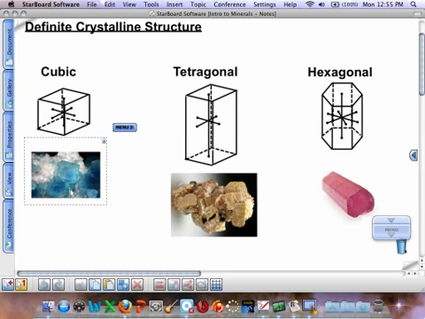The next one is called tetragonal. What shape does a tetragonal look like? Like a rectangle. So if it's a rectangle, call it tetragonal. And I don't have anything like that up here. No, definitely not. The next one is hexagonal.